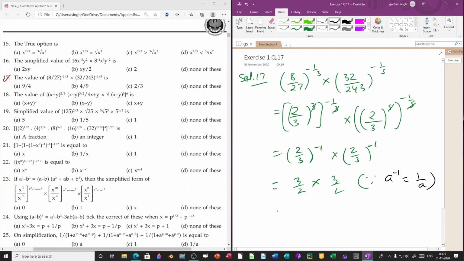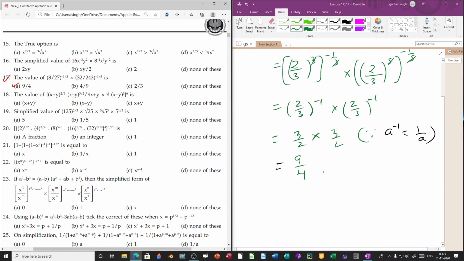So now simplifying this, we will be getting equal to 9/4. So let us see if any option is here 9/4. So we can see that option number A is the correct answer. So therefore the correct option is A, that is 9/4. So with this, question number 17 is complete.